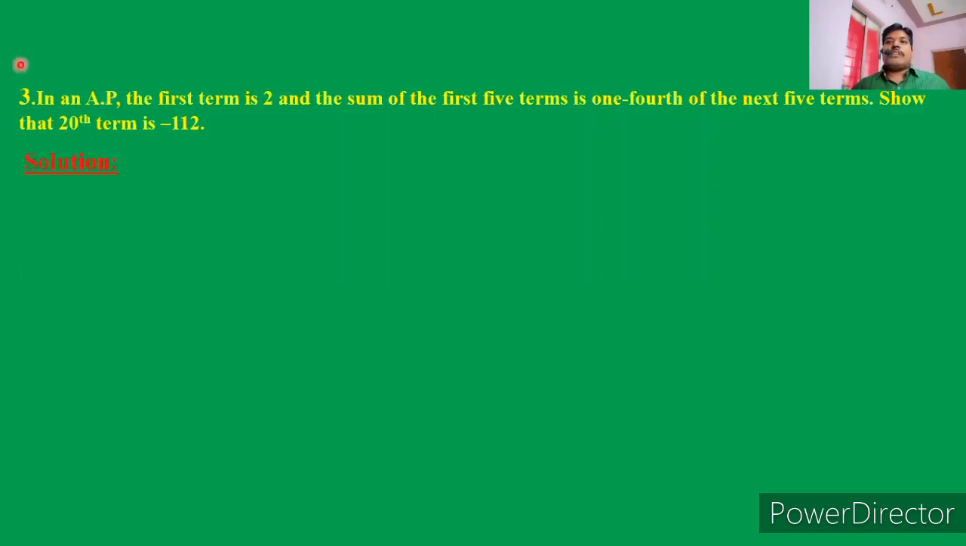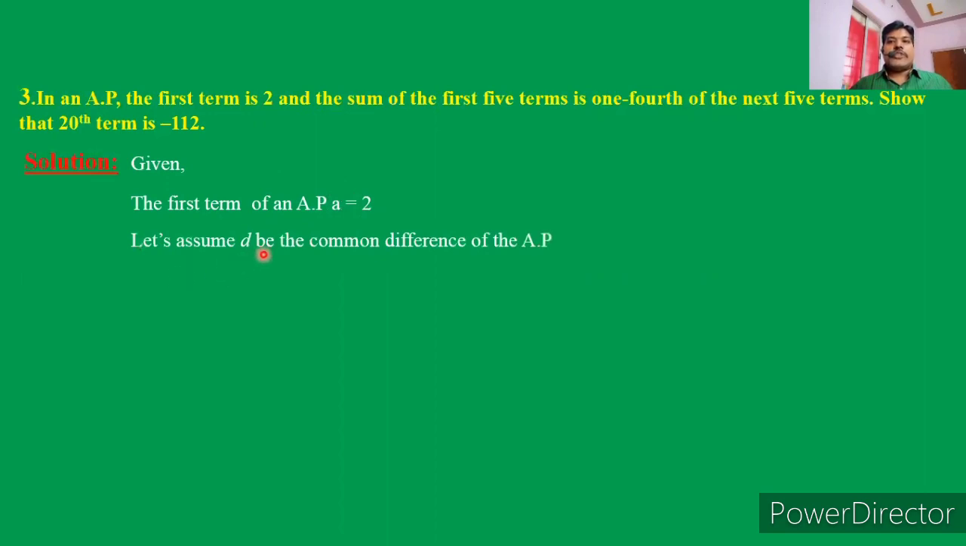So what are they giving in the question? The first term in the AP, A, is equal to 2. The A value is given. So let us assume that D is the common difference of the arithmetic progression. Then the sequence becomes: A is 2, A plus D is 2 plus D, A plus 2D is 2 plus 2D, and A plus 3D is 2 plus 3D. Why? Because the A value is 2, and so on. So this is the arithmetic progression: 2 plus D, 2 plus 2D, 2 plus 3D, 2 plus 4D, 2 plus 5D and so on.